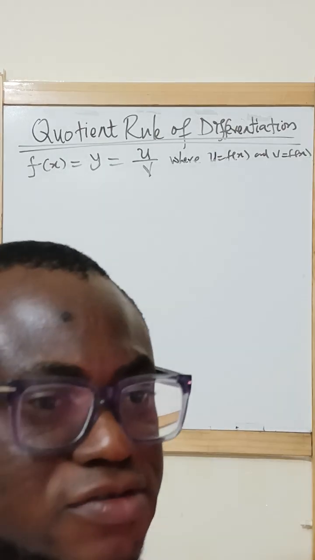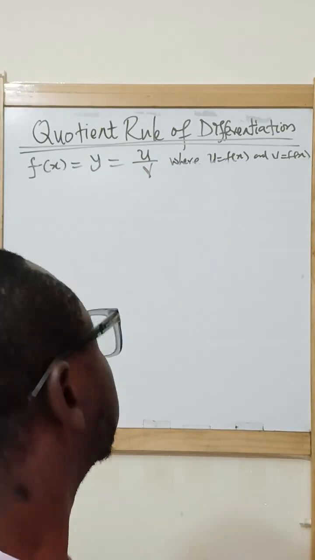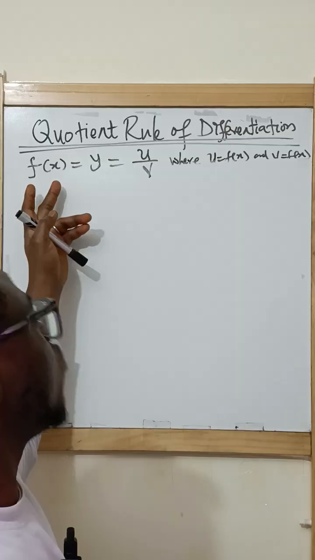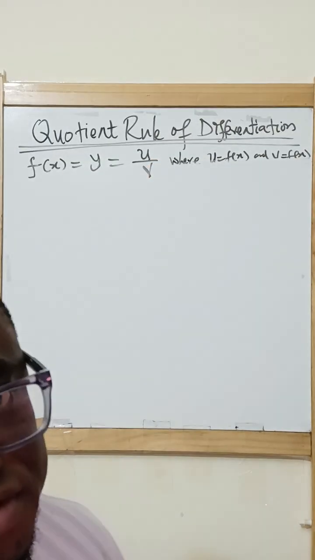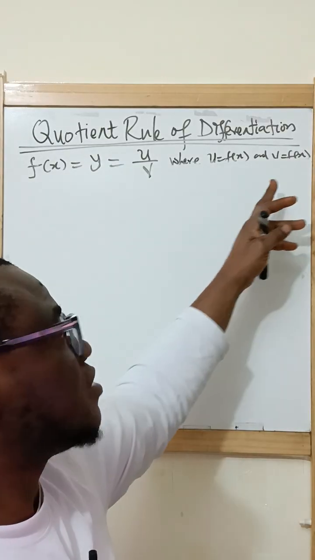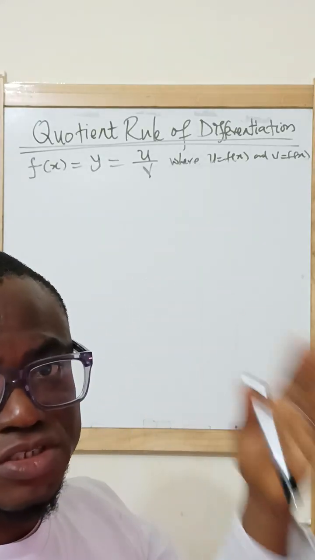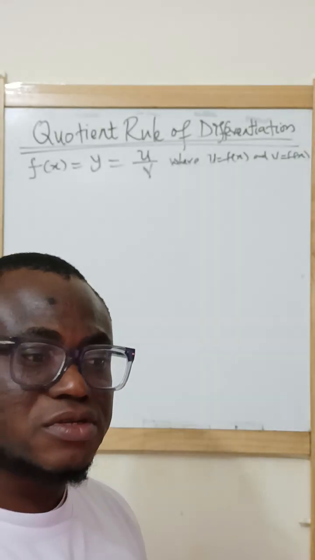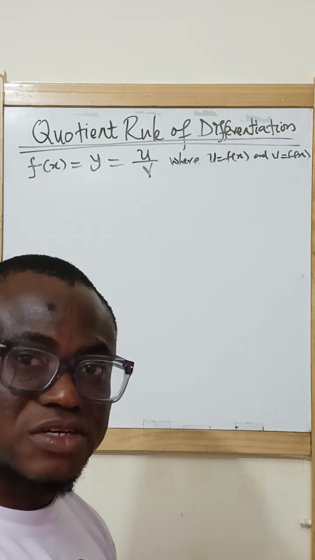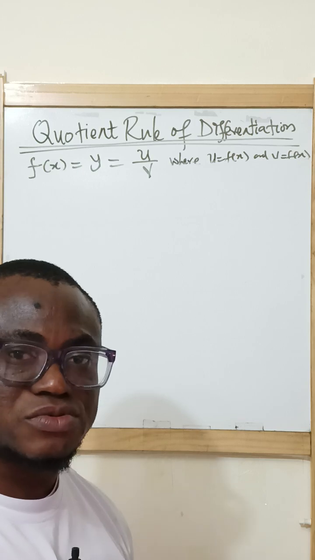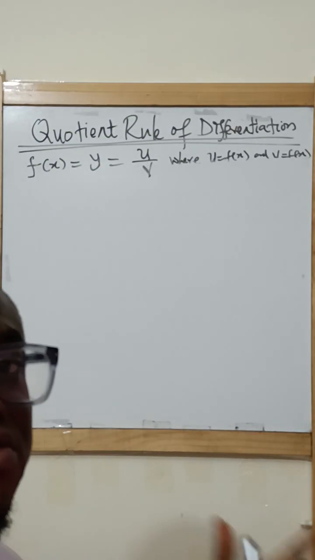So hello, good day. Today we want to look at the quotient rule of differentiation, where y, which is also f of x, is equal to u all over v, where u is a function of x and v is also a function of x. In this situation, quotient means division. That is when the functions are dividing each other. So what is the rule for this? That's the quotient rule of differentiation that we want to discuss today.